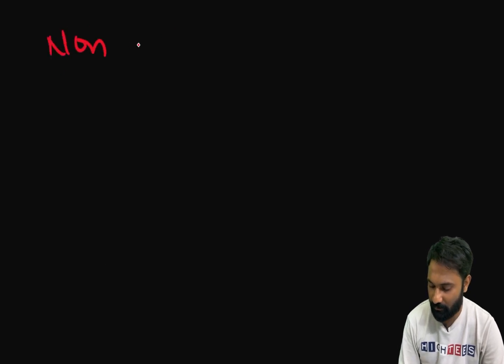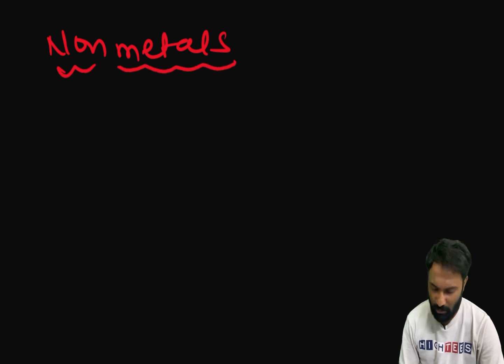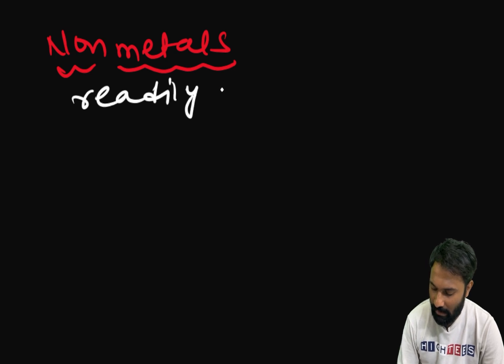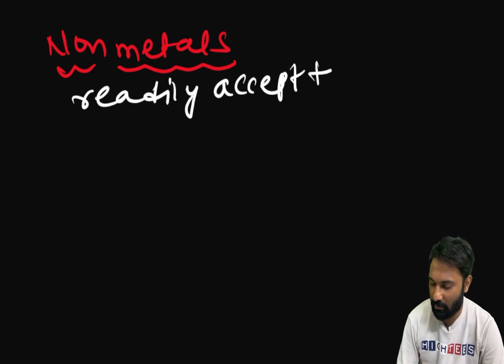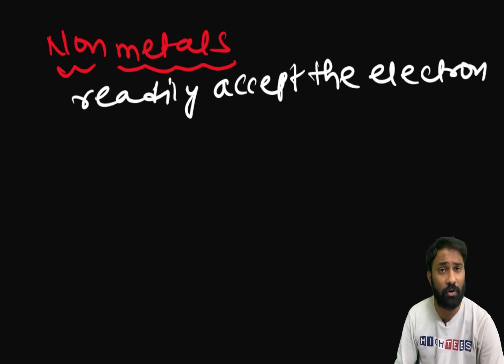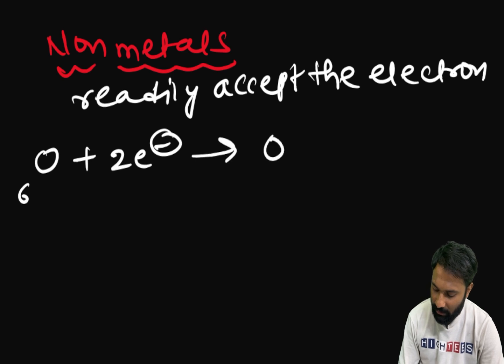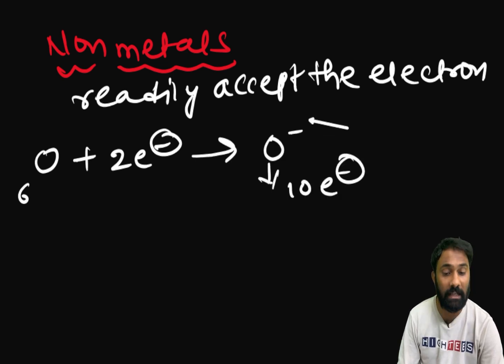Now comes the non-metals. Sir, which are the non-metals? Non-metals are nothing but those that readily accept the electrons. The ones which readily accept electrons are known as non-metals. Example, oxygen. Oxygen has 6 electrons in it. If it takes 2 electrons, it will be converted into O2-. Means it has reached the octet electronic configuration of 10 electrons.